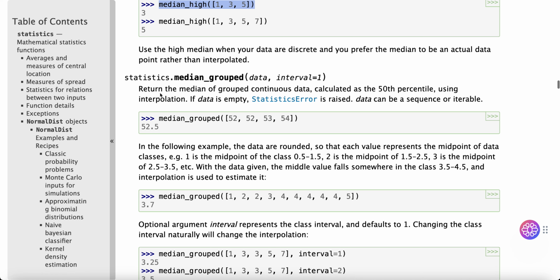rather than interpolated. statistics.median_grouped(data, interval=1). Return the median of grouped continuous data, calculated as the 50th percentile, using interpolation. If data is empty, StatisticsError is raised. Data can be a sequence or iterable.